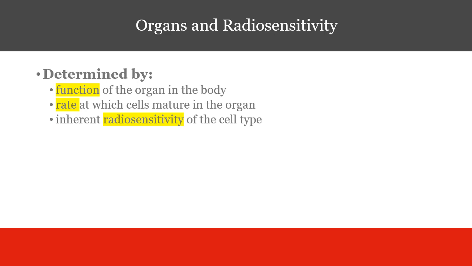It takes less than 12 hours for a lymphocyte to mature, or it takes a lot longer for a nerve cell. So it's the inherent sensitivity of that cell type. And then lymphocytes are much more sensitive just by function of what they do. It takes a lot longer for nerve cells to grow back if they're dead than if you have damage to a blood cell, specifically a lymphocyte.